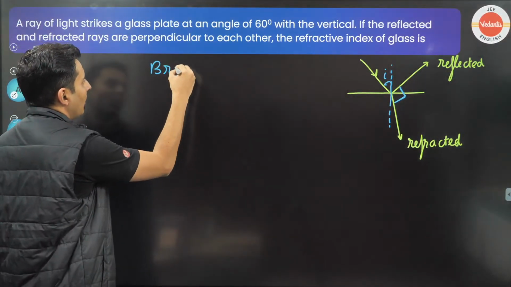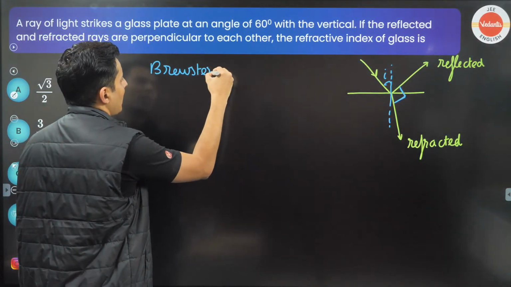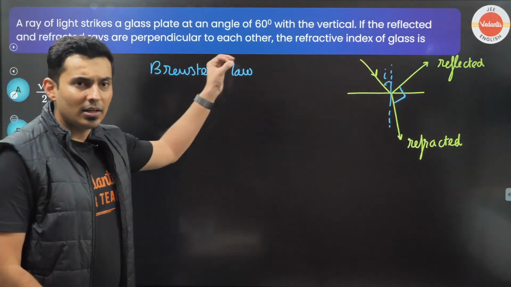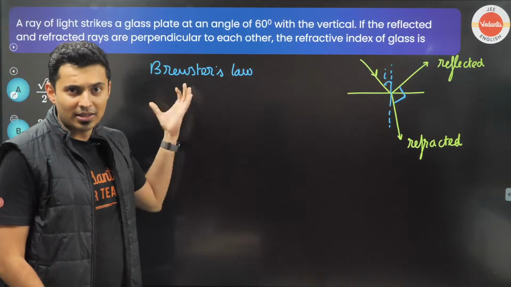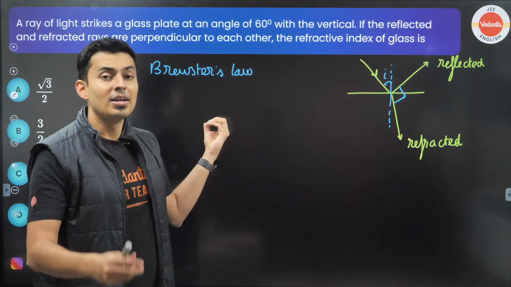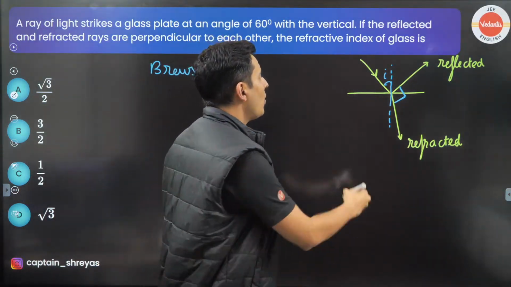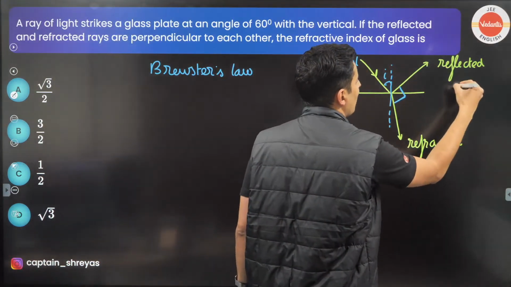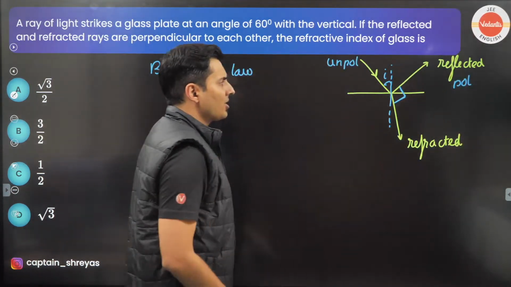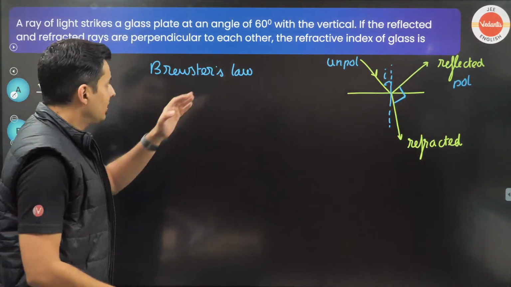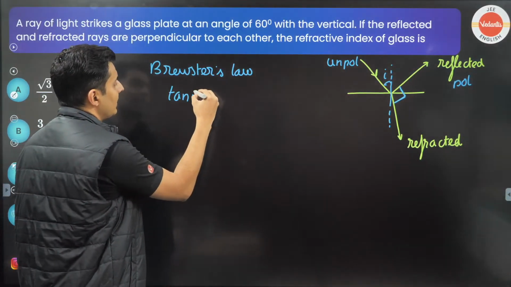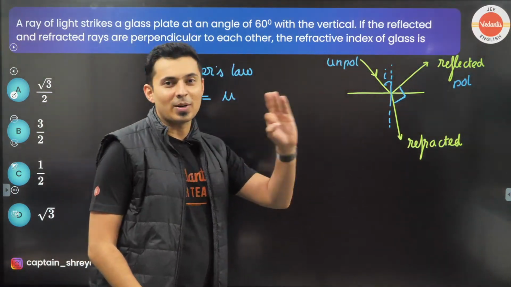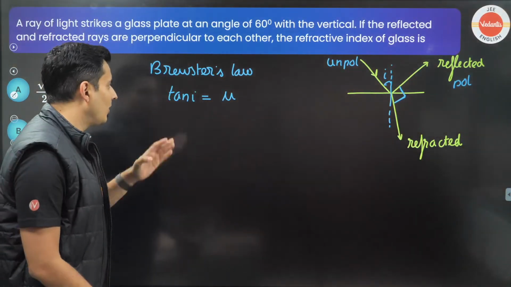If you remember Brewster's law, I know this is not basically there in ray optics, but you can import that formula. You can use that formula here. Brewster's law says that if you have unpolarized light and this light becomes polarized after reflection, then the tan of that angle of incidence will be equal to mu, and the reflected and the refracted rays are perpendicular. That was Brewster's law principle.